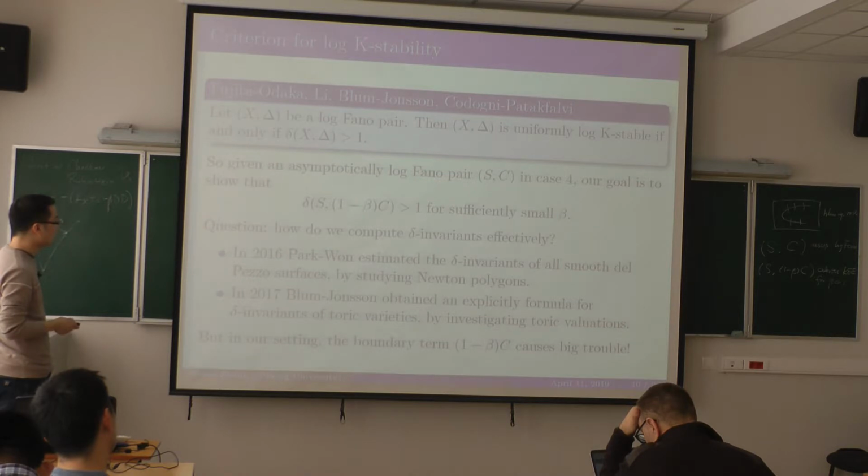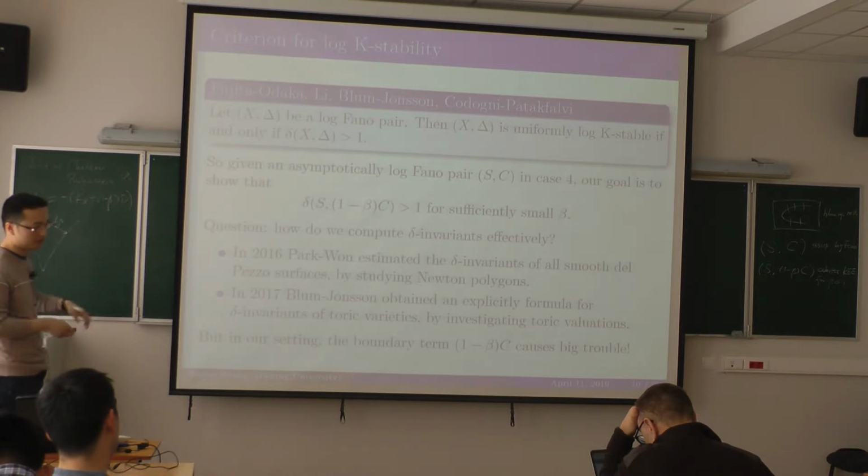And for the toric case, there is a nice formula obtained by Blum-Jonsson in their paper, and basically their formula says that for toric varieties, the delta invariant is just determined by the barycenter of the polytope of the variety. So that's some progress in the literature.